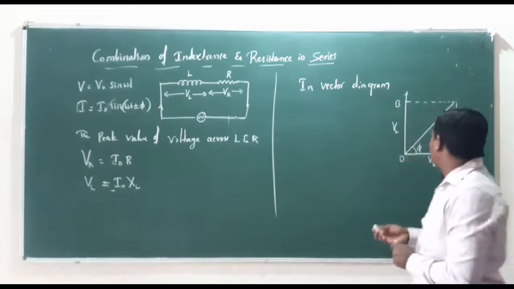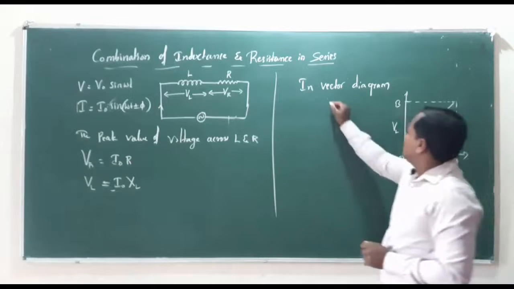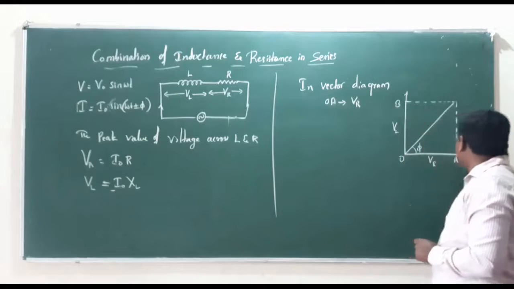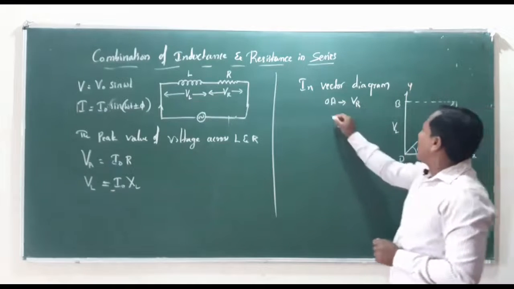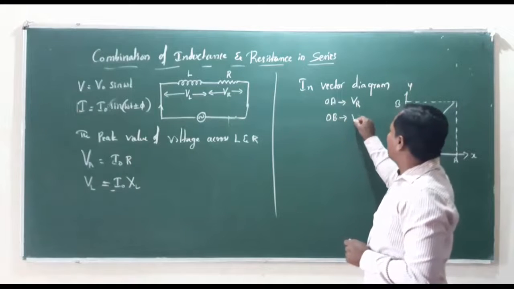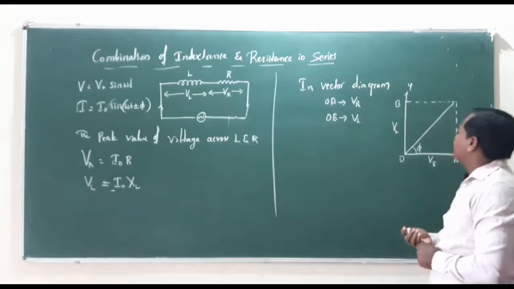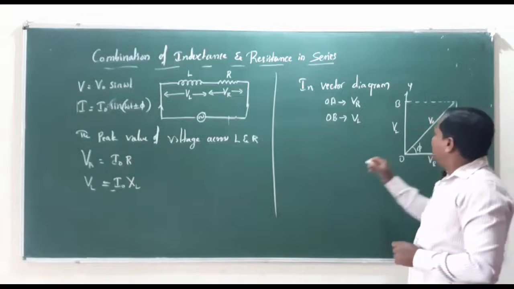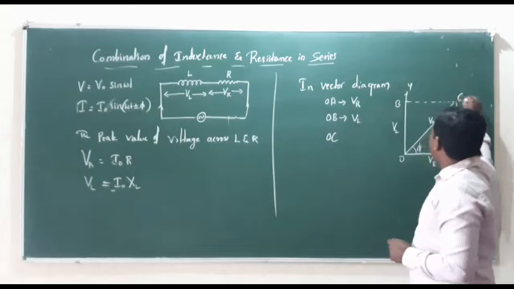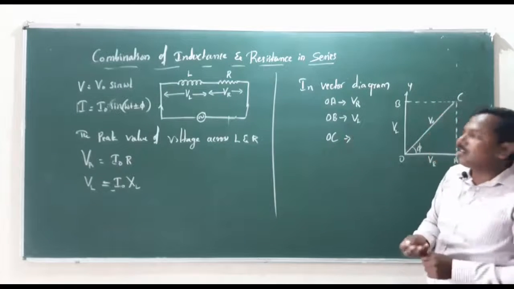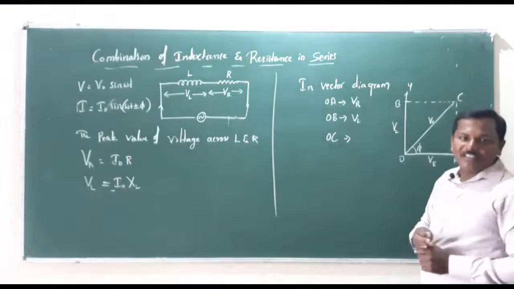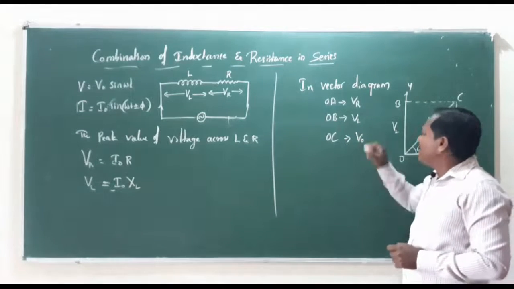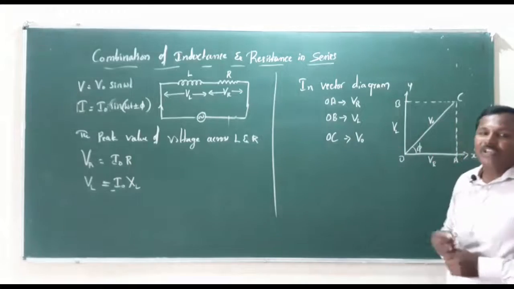By observing this vector diagram, OA represents the voltage across the resistor, taken along the x axis, and OB represents VL, the voltage across the inductor, taken along the y axis. OC represents the resultant vector of these two, the voltage across the resistor and the voltage across the inductor, which can be represented by the peak value of voltage, V naught.